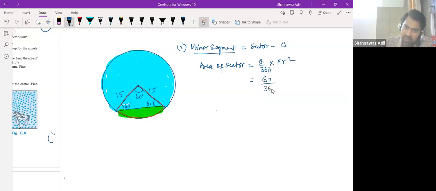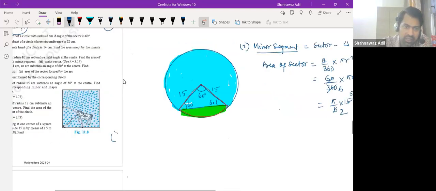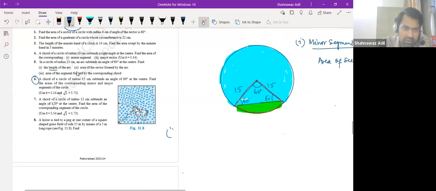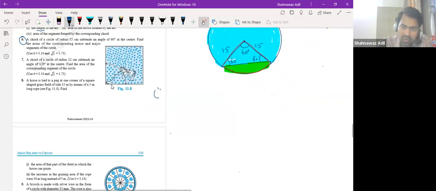60 by 360 and pi r square. This is 6 and pi by 6 and 15 into. So this is 2 and this is 5. So 75 by 2 pi. This is the area of sector, and have they told us to use some values? No, they have not. Yeah, they have told us to use pi 3.14, root 3 1.7. So these values we have to use.